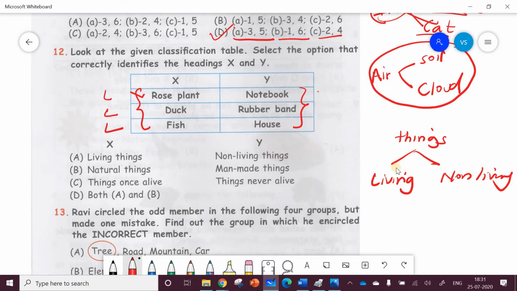Notebook. Notebook is not a living thing. All right. Rubber band. No. And house. House is a man-made thing. Man-made thing, or we can say it is a non-living thing. Definitely it is a non-living thing, right? So we can easily classify this.